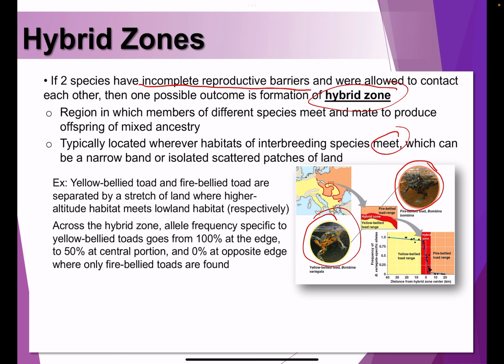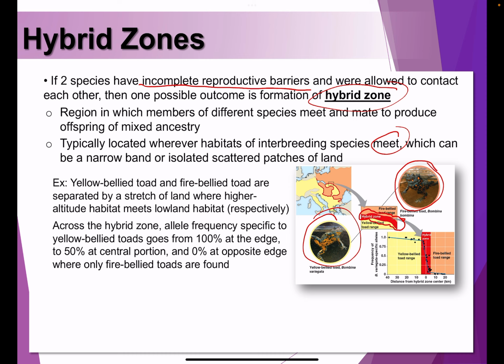They are separated by a stretch of land where there's a higher altitude habitat, and they meet at the lowland habitat. So the yellow-bellied toad lives in the higher altitude habitat, whereas the fire-bellied toad lives in the lowland habitats. But there exists this hybrid zone right there. Across that hybrid zone, this narrow band of land, the two toads are able to intermingle with each other and interbreed a little bit.